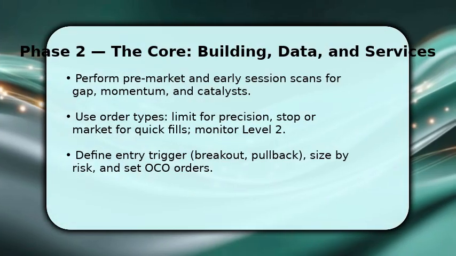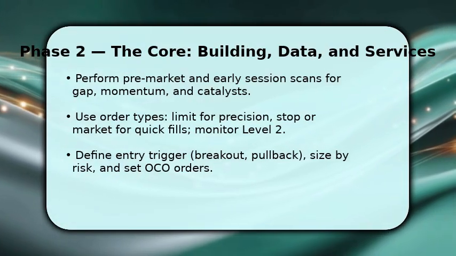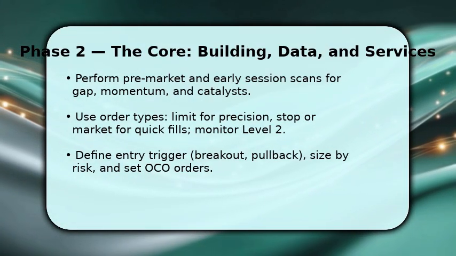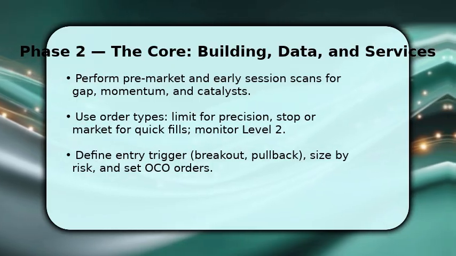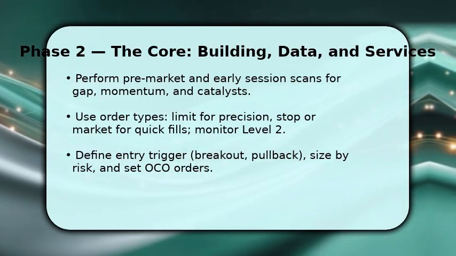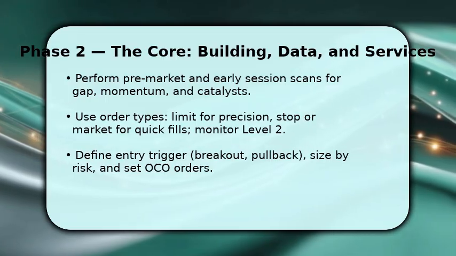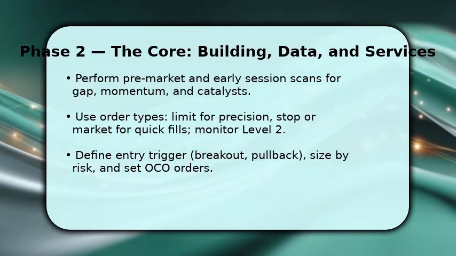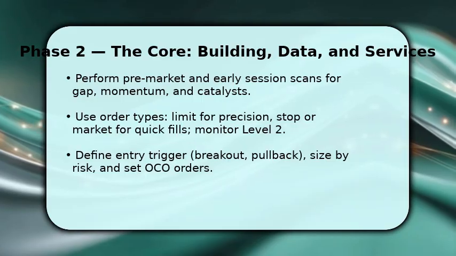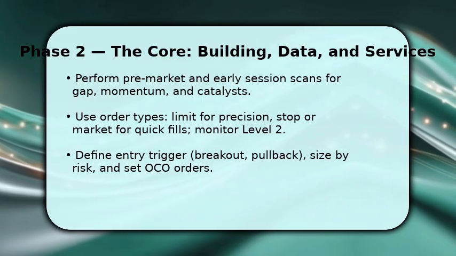You proceed by refining the play. Analyze pre-market moves and news to identify catalysts, then watch the opening range for momentum. Use limit orders when you need a specific price, but be ready to use stop or market orders if speed matters. Level 2 helps judge supply and demand.